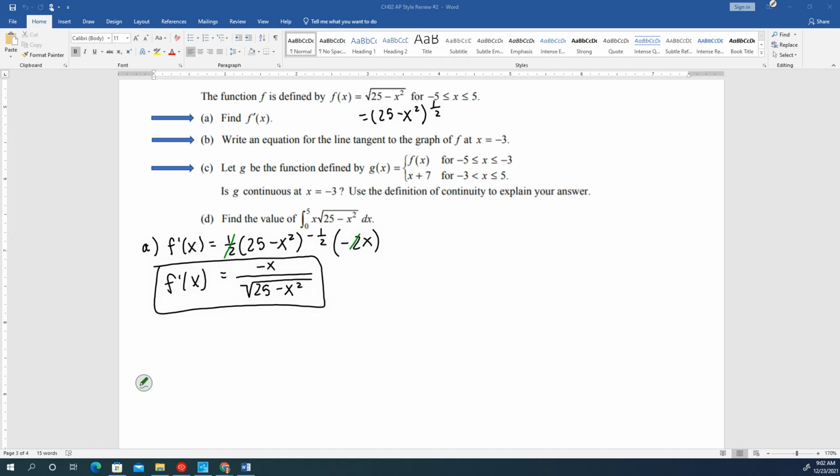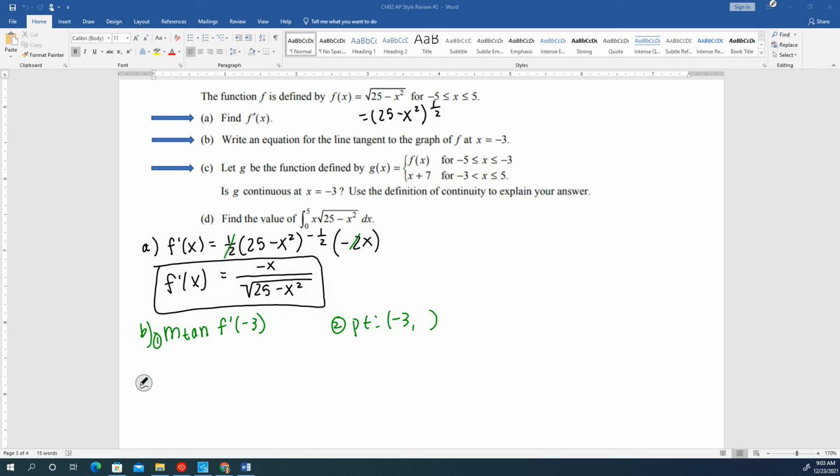Probably 1 of 9. Part B says, write an equation for the line tangent to the graph of f at x equals negative 3. We need 2 things to write equations of the line. The slope of the tangent line, which is f prime of negative 3. And we need the actual point, which is negative 3 comma something. We'll be able to figure that out. Those are the 2 things you need to write the equation of the tangent line, and then you can just leave it in that point slope form. So let's start with finding the slope of the tangent line because you have the derivative right here.